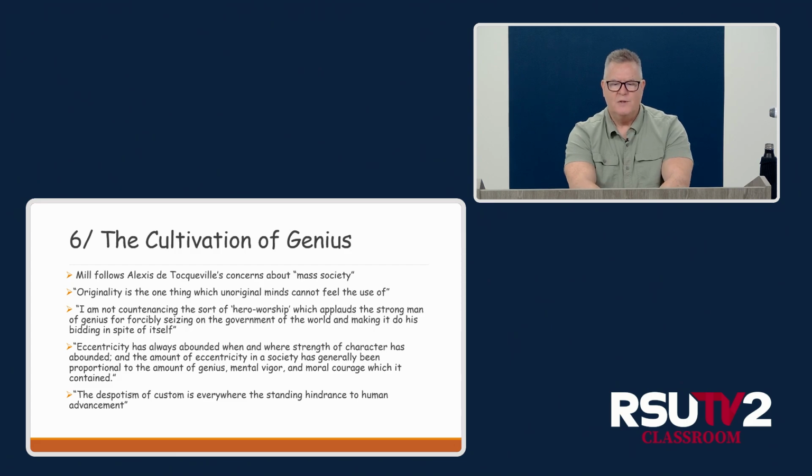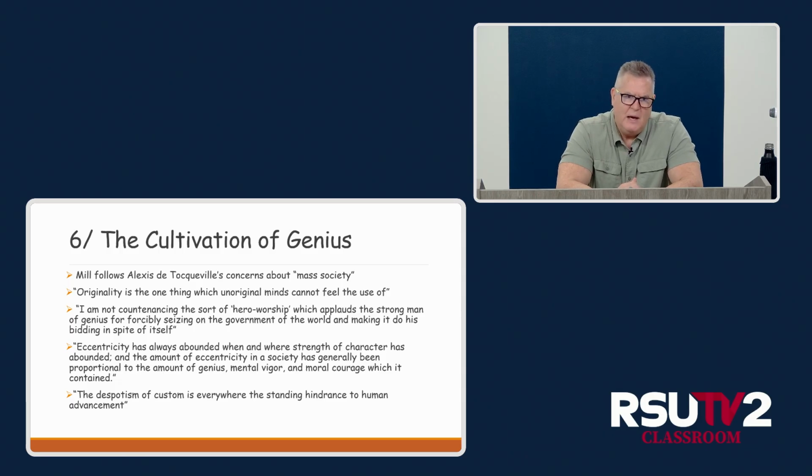He talks about the importance of cultivating genius. Again, he follows Alexis de Tocqueville's concerns about mass society and about the idea of conformity being the driving, orienting theme of democracy. Mill argues that originality is the one thing which unoriginal minds cannot feel the use of. He continues, I am not countenancing the sort of hero worship which applauds the strong man of genius for forcibly seizing on the government of the world and making it do his bidding in spite of itself.